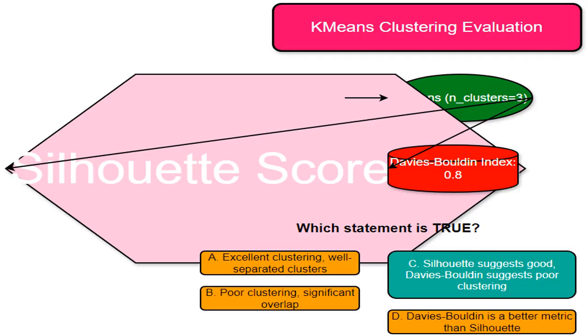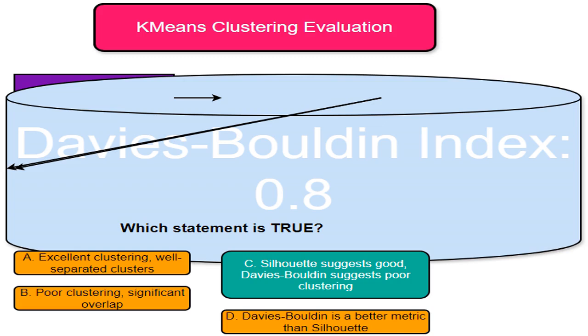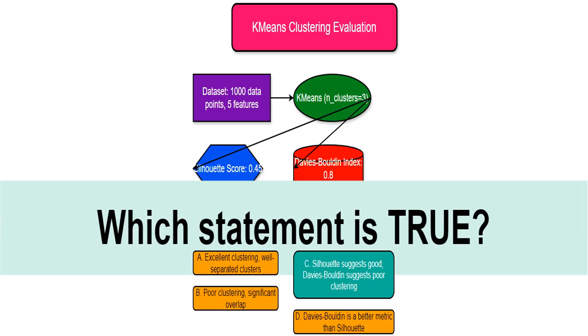The silhouette score measures how well each data point fits in its assigned cluster. A score of 0.45 is pretty decent. It suggests the clusters are reasonably well separated, but not perfect. It's like saying a pizza slice fits in its box pretty okay. The Davies-Bouldin index measures the overlap between clusters. A score of 0.8 is relatively high, suggesting significant overlap. This means the clusters are quite messy and not well separated. I need to choose the statement that correctly interprets these two scores. It is a multiple-choice question based on the analysis.